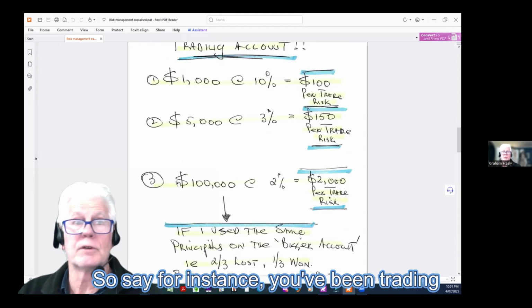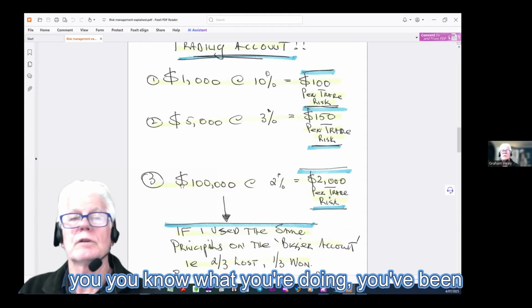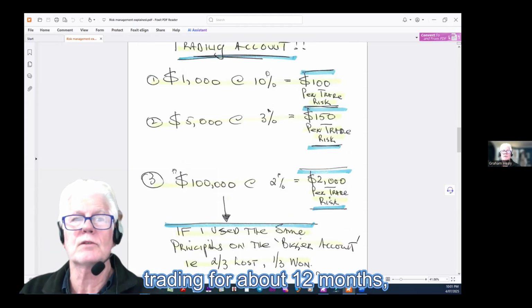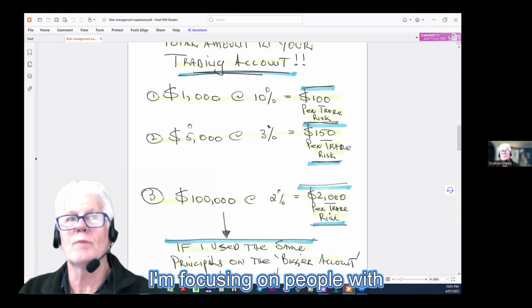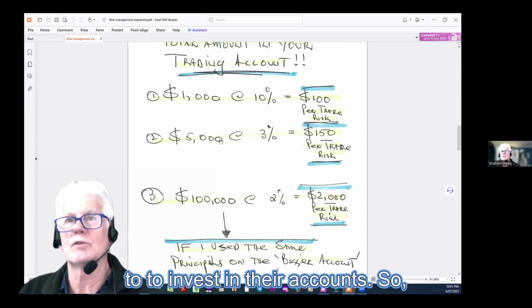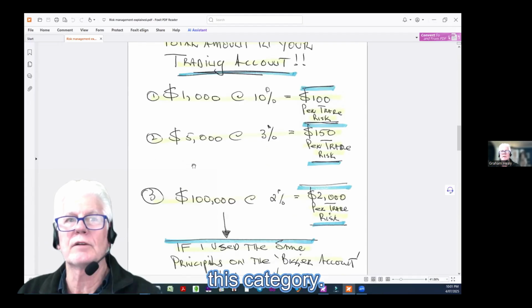So say, for instance, you've been trading for about 12 months, you know what you're doing, and you've got $100,000 in the account. Now, I'm focusing on people with $1,000 to $5,000 to invest in their account. So you'd be in this category. Most of the people that I'm dealing with are in this category.